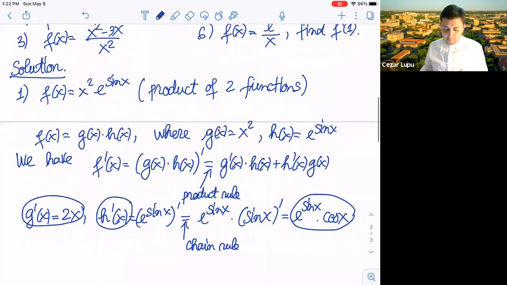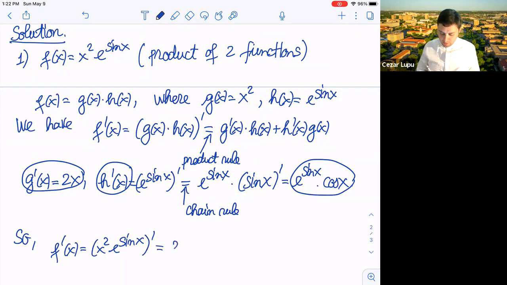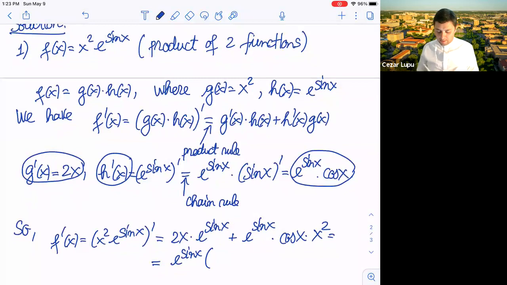So now we can apply the product rule to f prime of x, which is x squared times e to the sine of x, prime. So this would be 2x times e to the sine of x plus e to the sine of x times cosine of x times x squared. And now we can factor e to the sine of x, and in fact we can even factor x times e to the sine of x, so it will be 2 plus x cosine of x. And that's the answer. So this is how you solve these problems. All right, so that's the first one.